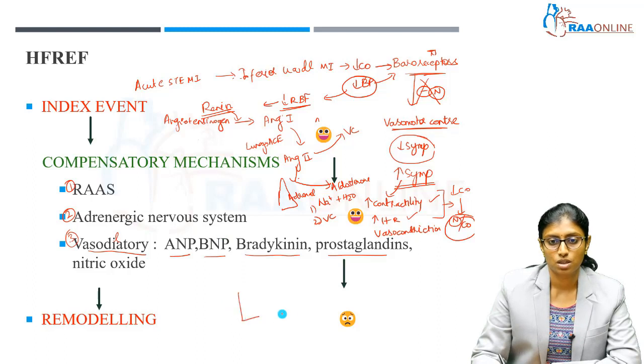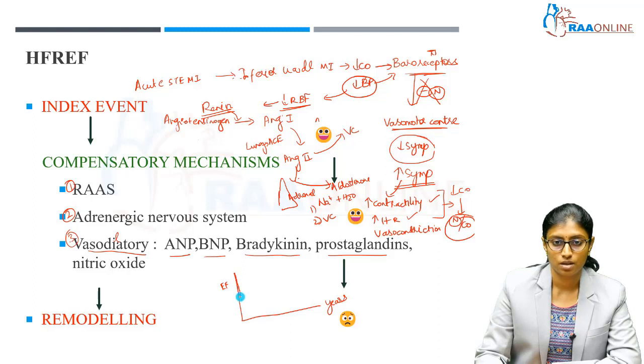So suppose we take this in years, and this is the ejection fraction. Initially, if you have an inciting event at this point of time, the patient develops a myocardial infarction this year. At that point of time, though there is damage to the myocardium, all these compensatory mechanisms ensure that the ejection fraction is still normal. So if this is the normal ejection fraction, say 56%, they maintain the ejection fraction in this range. It might drop a little, maybe 52%, and this is called the compensated phase.